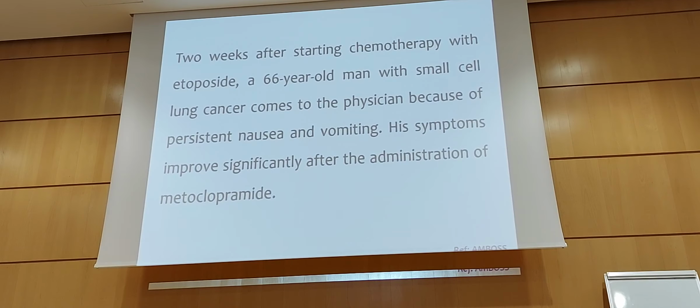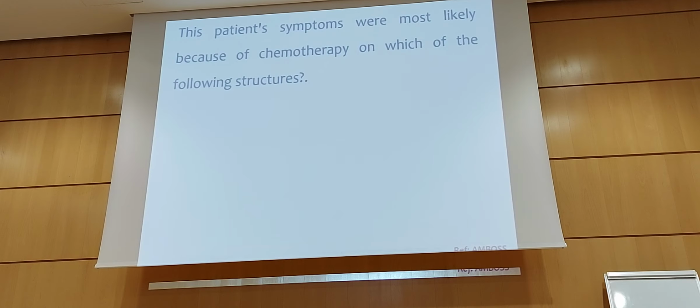After chemotherapy with etoposide, this 60 to 66-year-old man presented with nausea and vomiting. His symptoms improved significantly after administration of metoclopramide. Patient's symptoms were most likely because of chemotherapy acting on the area postrema, specifically. Fourth ventricle. NK1 area.